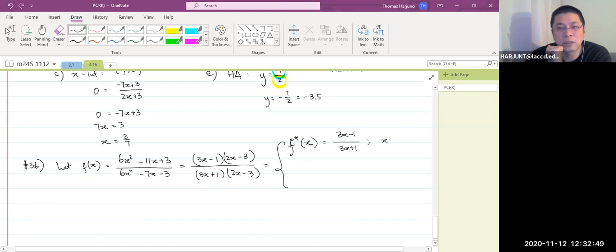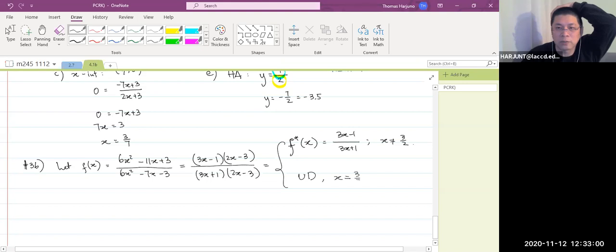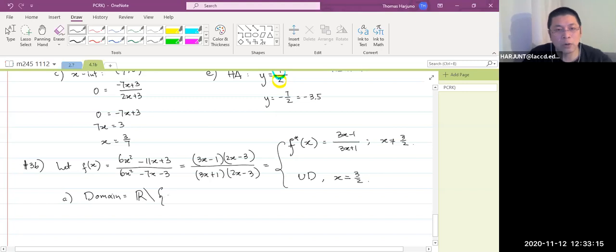As long as x is not 3/2. It will be undefined when x equals 3/2. Then part A was the domain. Once you factor it, and you really need to know how to do factoring, finding everything is basically super fast. The domain is all real numbers except -1/3 and 3/2. Right? I need to avoid this being 0 and this being 0.